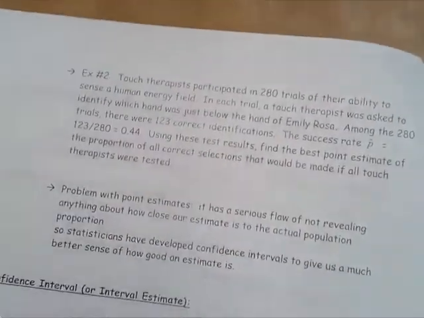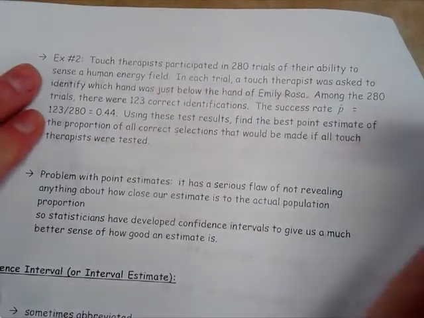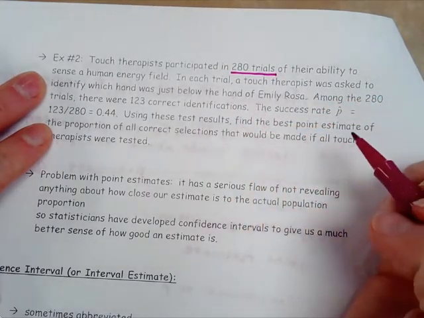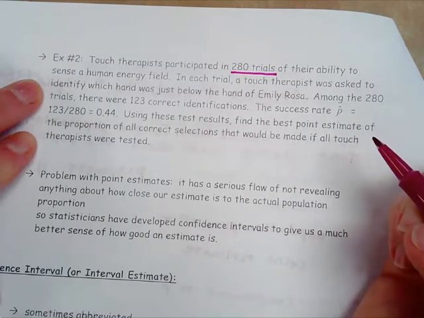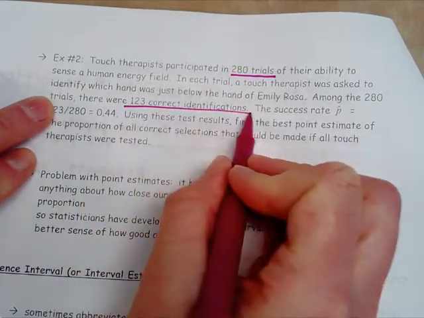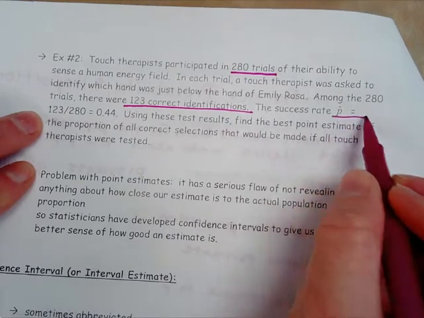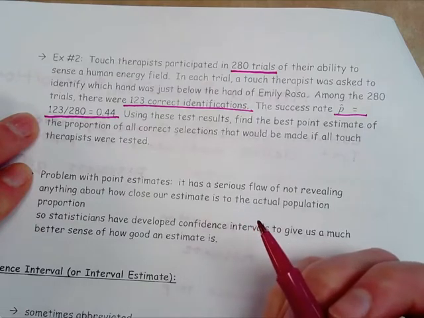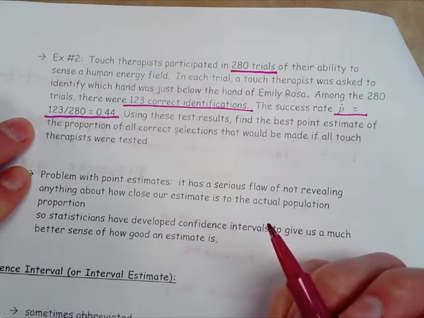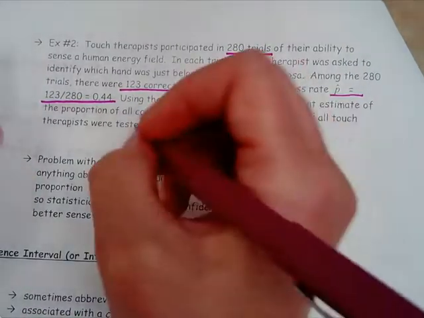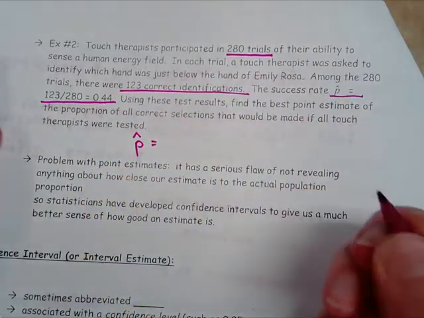Example 2. Touch therapists participated in 280 trials of their ability to sense a human energy field, in which in each trial a touch therapist was asked to identify which hand was just below the hand of Emily Rosa. Among the 208 trials, there were 123 correct identifications. The success rate, P hat, was 123 out of 280, which was 0.44. Using these test results, find the best point estimate of the proportion of all correct selections that would be made if all touch therapists were tested. They gave it to us, P hat. That is our point estimate.